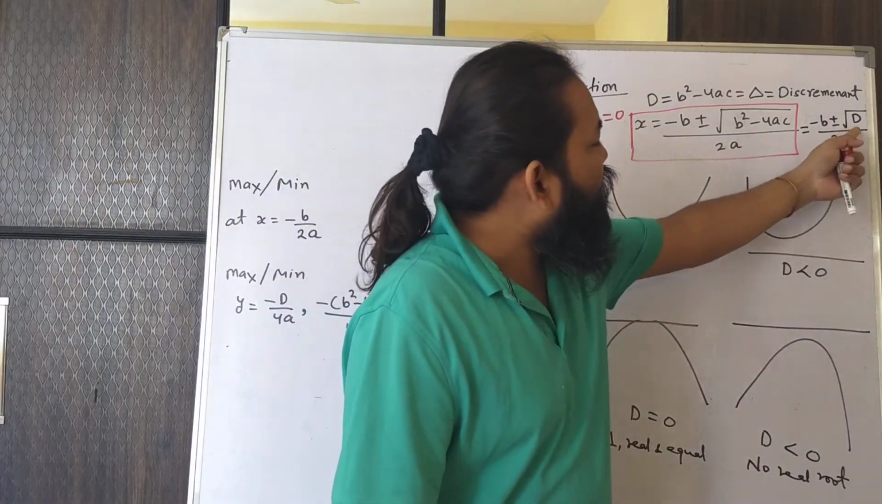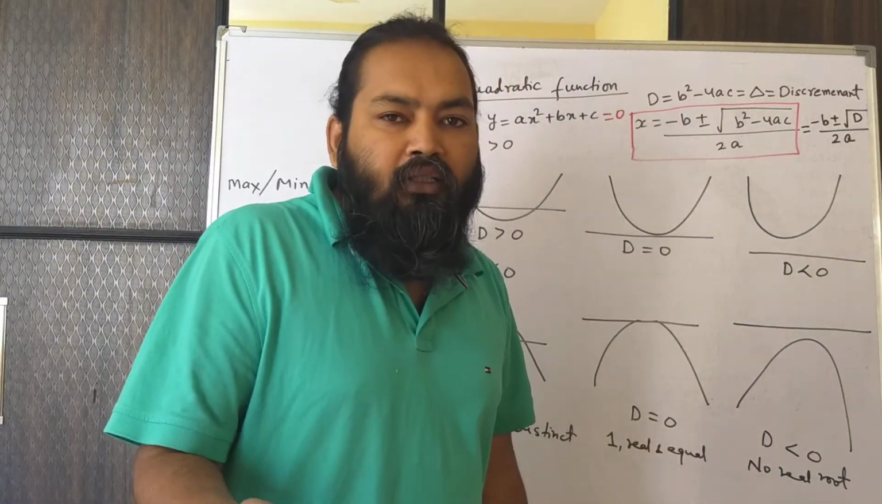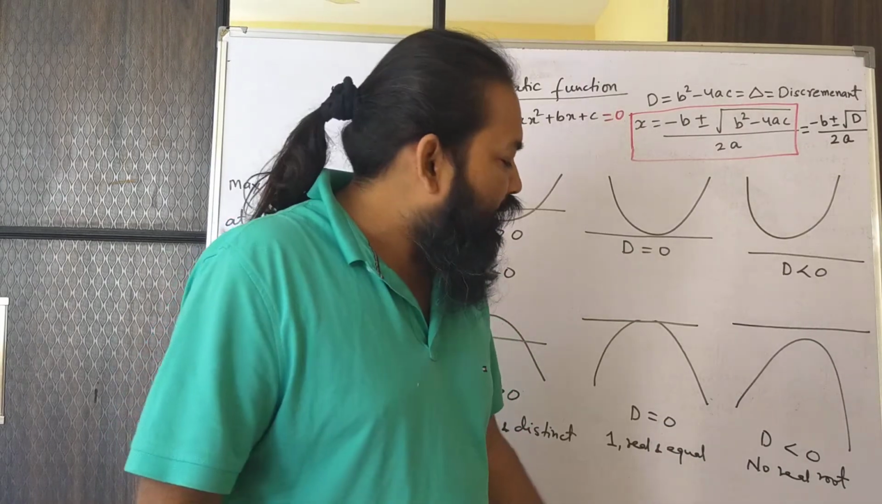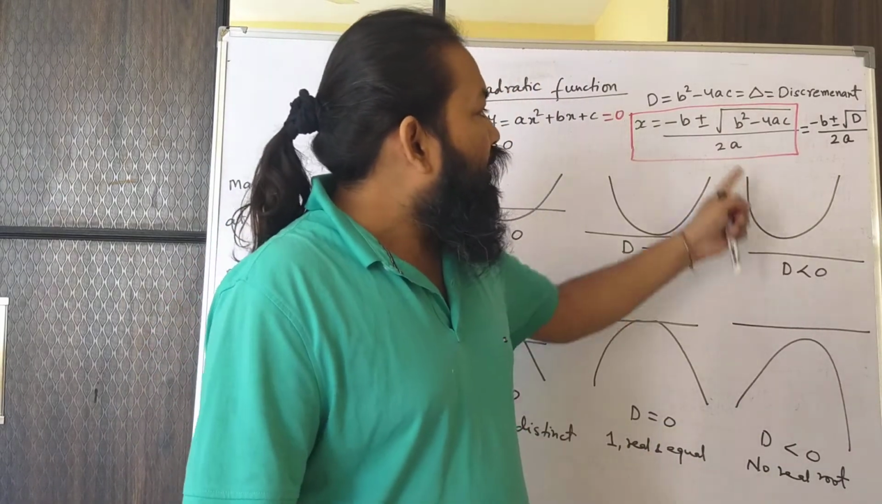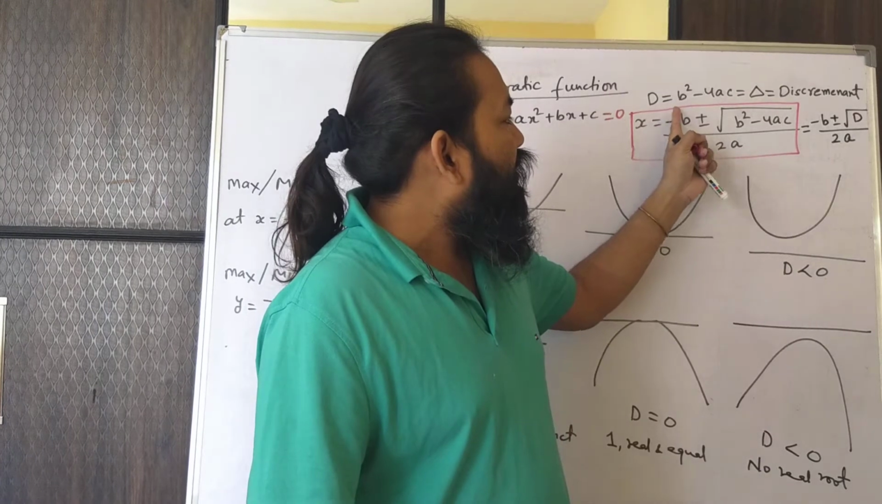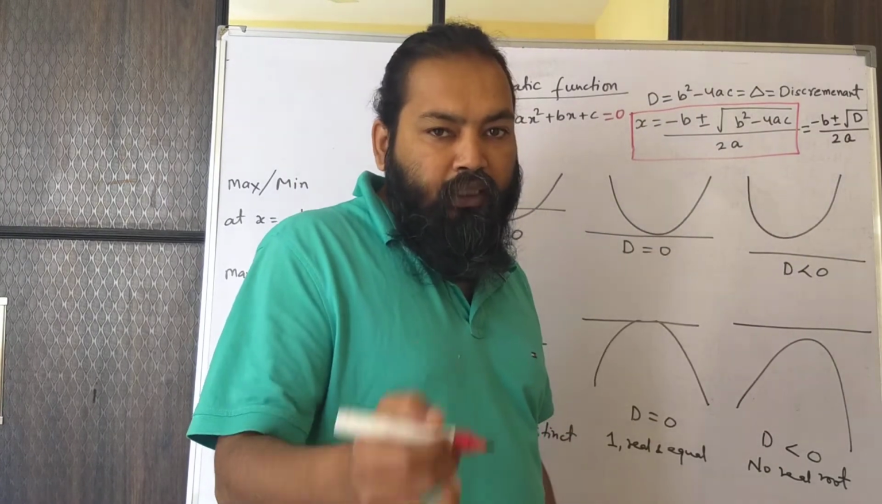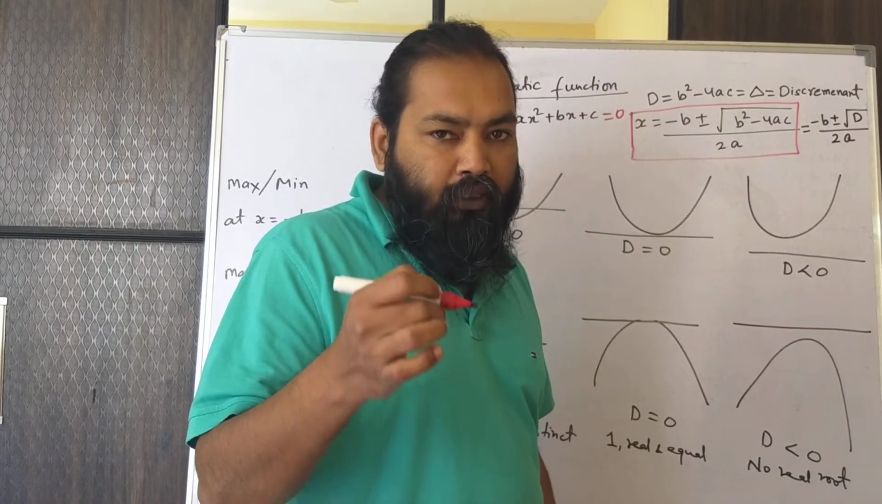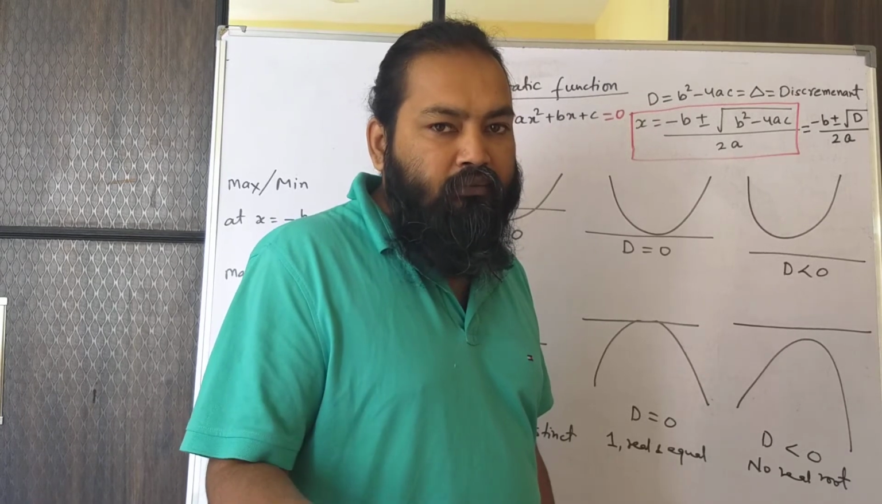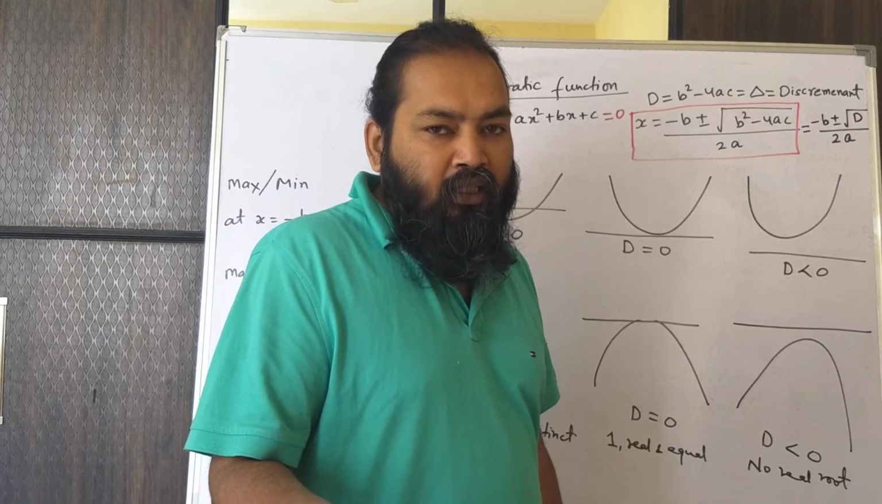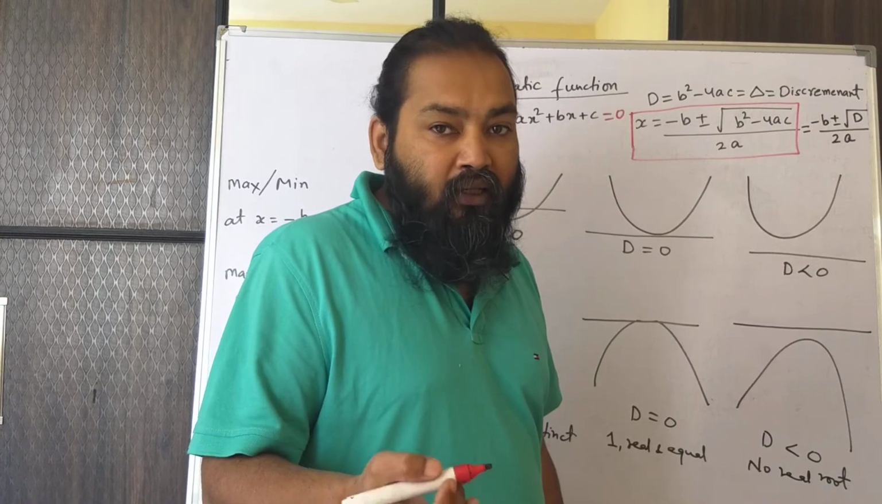And if this d is negative, then you can't take the square root of a negative number. In that case, we say there is no real root. So d is important in that it gives the condition for two real and distinct roots, two real and equal roots, and no real roots. That's where d plays a very important part. Now it also plays a very important part in the graph of the function.